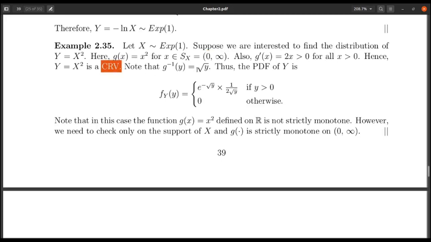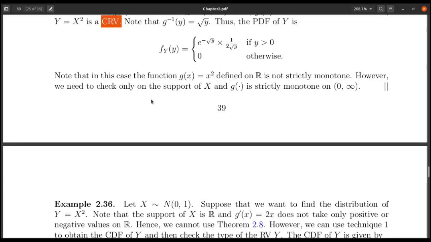I need the inverse transformation, and because y can only take positive values, and the support of x is also positive, the inverse transformation in this case is the positive square root of y. G inverse of y is the positive square root of y, because the support is the positive part of the real line. Now I can write the PDF of y very easily. It is nothing but the density function of exponential 1 at the point root y, which is e to the power minus root y, and then I need to take the absolute value of the derivative of root y, which is 1 by 2 root y, and this is true if y is strictly greater than 0, and otherwise it is 0. The strictly greater than 0 is coming from the fact that your x has to be strictly greater than 0 for the density function of x to be strictly positive, otherwise it will be 0. So strictly greater than 0 is coming from that part. And so I have this density function, and in this case I can use the theorem easily to find the density function.